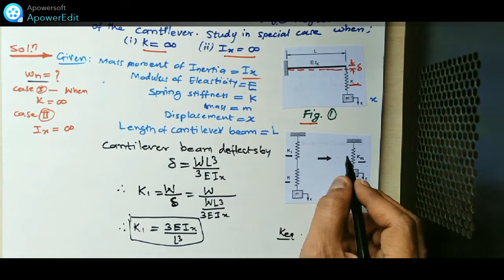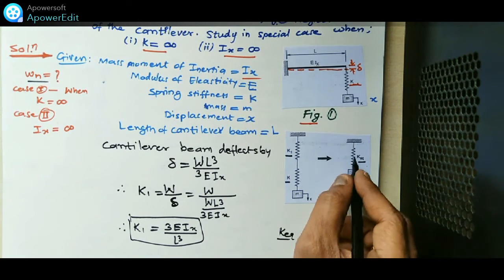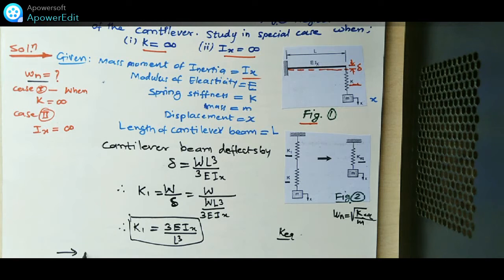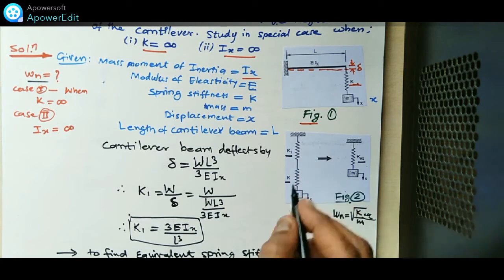Suppose you consider this case we are considering, this is the spring mass system. In this case omega n becomes under root of K by m. But here K is K equivalent. This K equivalent we have to find out. The next step is what? To find the equivalent spring stiffness, that is K equivalent.